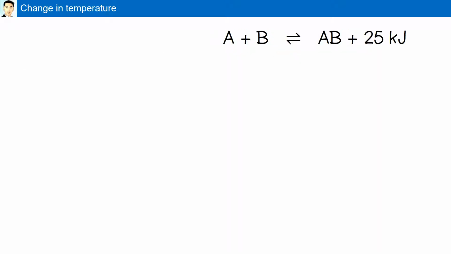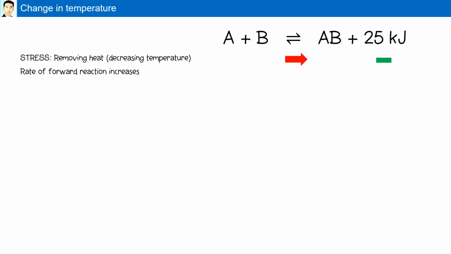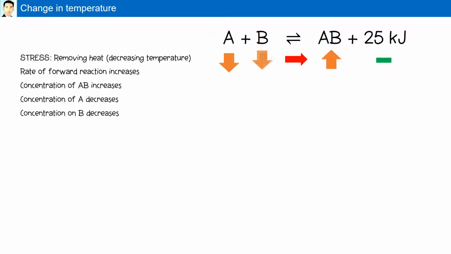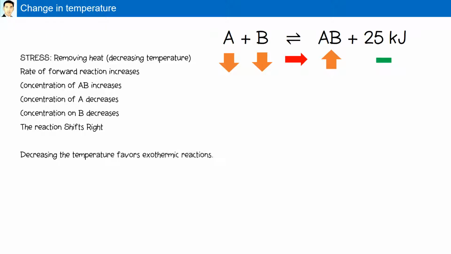Change in temperature. Removing heat or decreasing the temperature in this instance will cause the forward reaction to increase because now you have less stress on the right or the product side. The concentration of AB increases, the concentration of A decreases, while the concentration of B also decreases. The reaction shifts to the right. Decreasing the temperature favors an exothermic reaction.